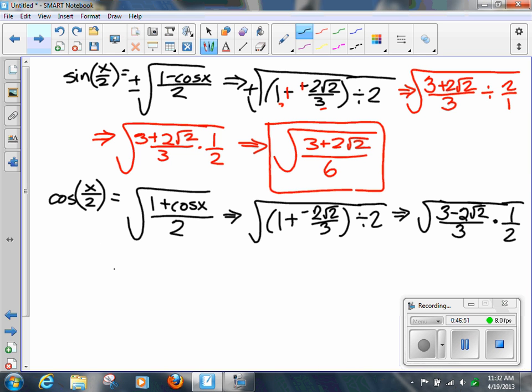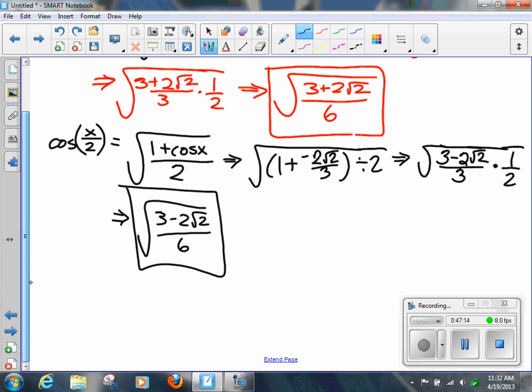That's the square root of 3 minus 2 root 2, all of that over 6. Yes? My value is positive because my answer says that the cosine of the half angle is going to be positive. Are you with me, yes or no? Okay. That's my cosine value.